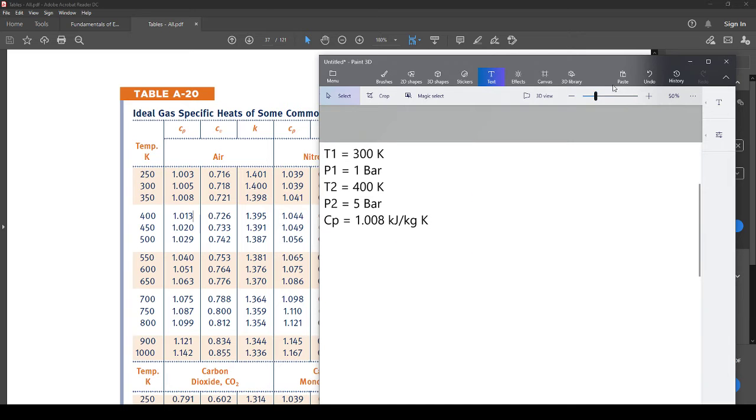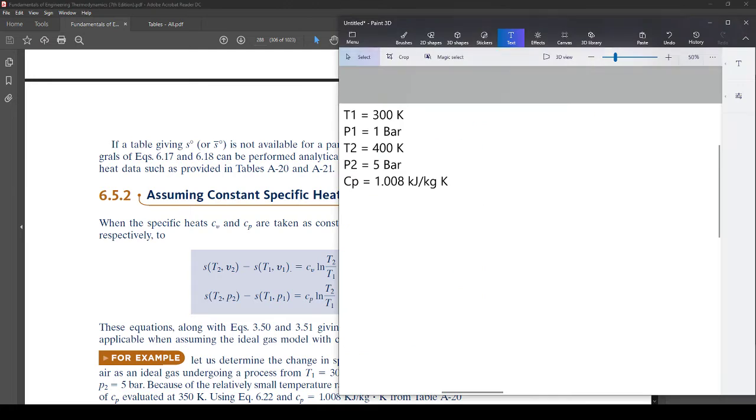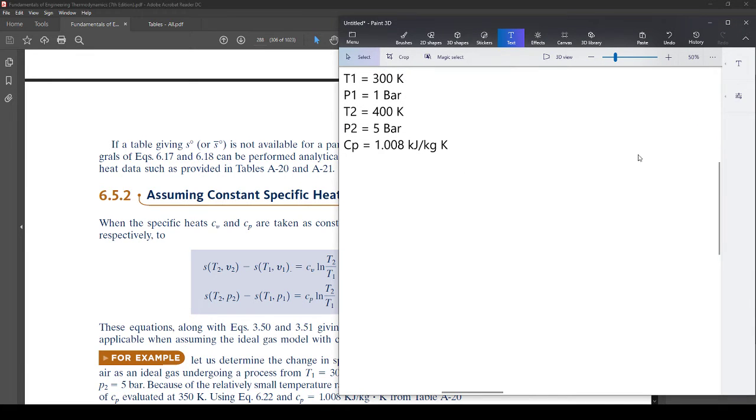Okay. So this is what we were given, right? So let's go back to the question. It says that we need to find the delta S, the change in entropy, given these conditions.